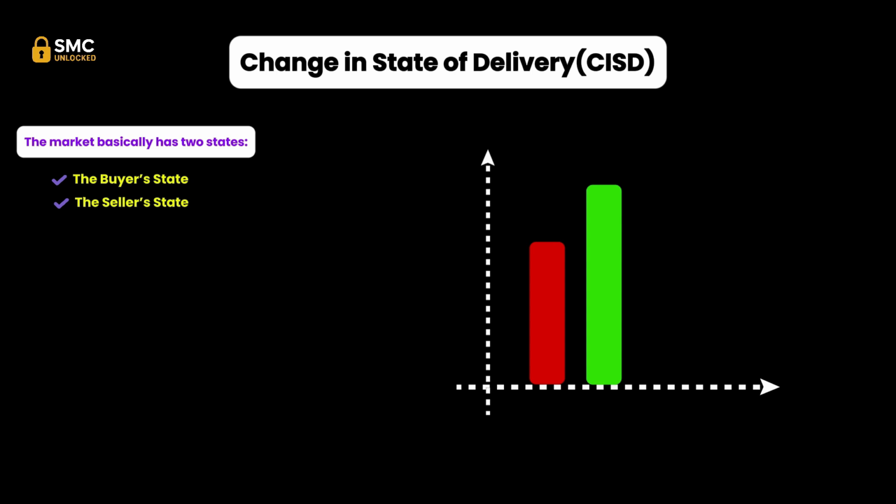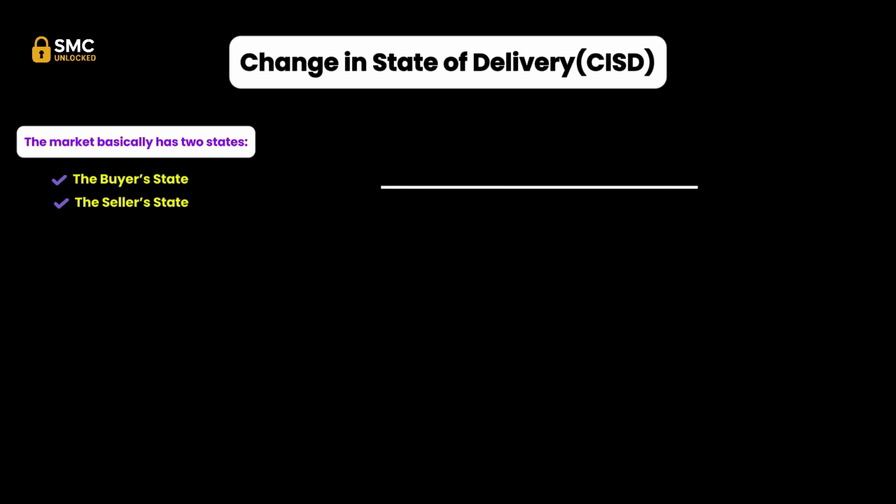But how do we actually mark this on a live chart? Let me explain step by step. Imagine this. We have buy-side liquidity sitting here. The market makes a strong upward move and sweeps that liquidity. At this point, buyers are clearly dominating. Now, the question is, how do we know when sellers take control and where exactly should we enter? This is where you need to focus carefully.